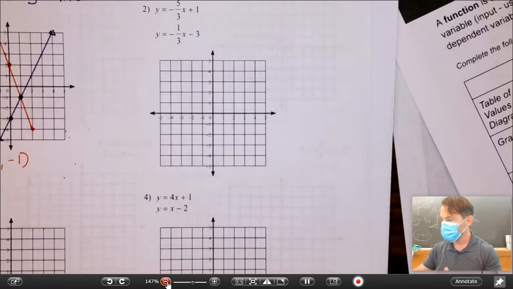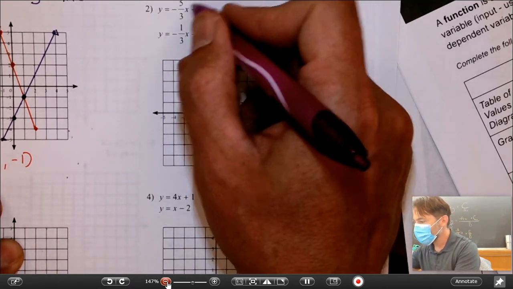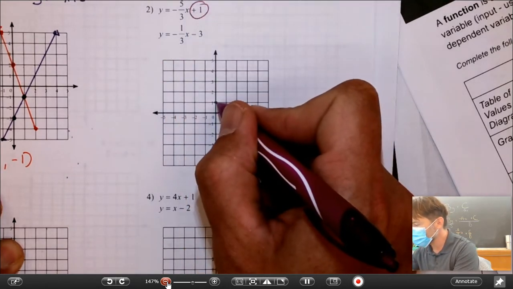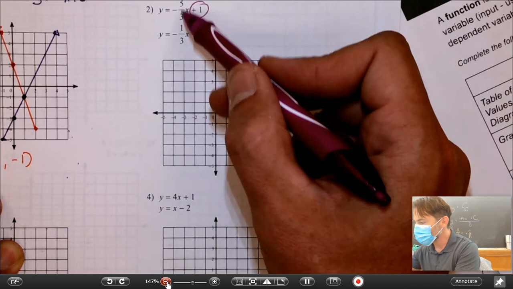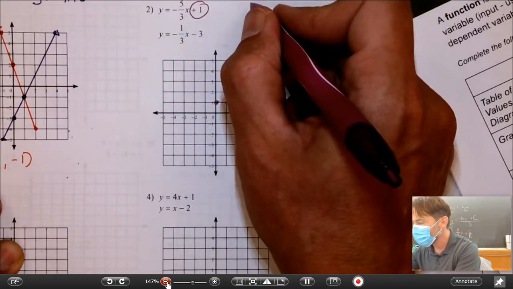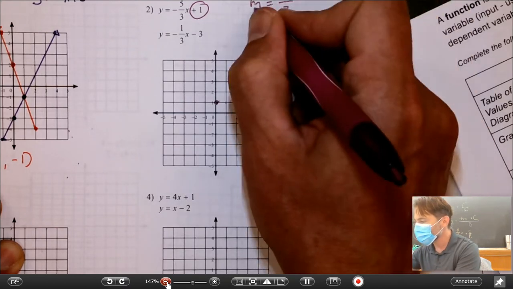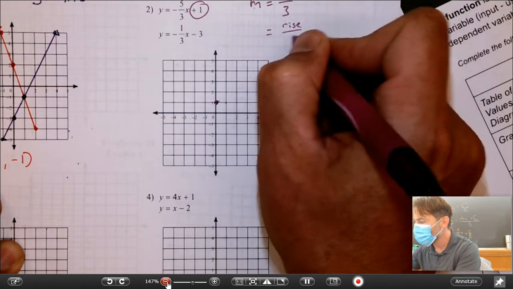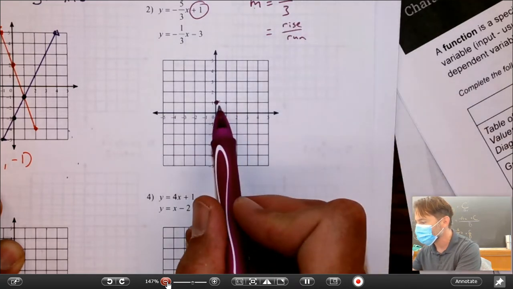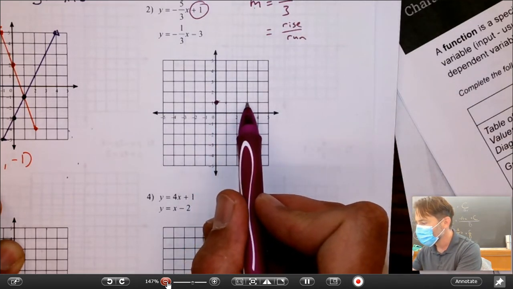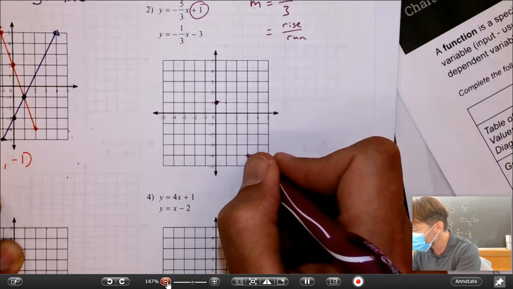Number 2. First thing I'm going to do is graph my b. So for line A, I see that it's plus 1, so I'm going to put in that point at plus 1. Now instead of going over 1 and down 5/3, I use a trick when I have a fractional m. This m is equal to negative 5 over 3. I want to remember that slope is always rise over run. So when this line runs 3, it rises negative 5. I'm going to run 1, 2, 3, and rise -5: 1, 2, 3, 4, 5. There's a point on the line.